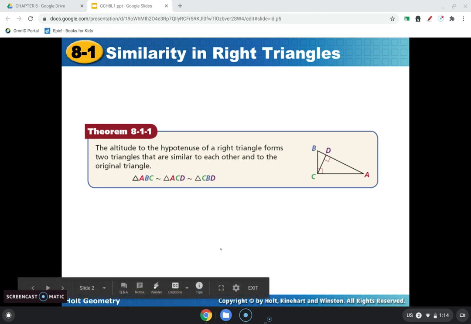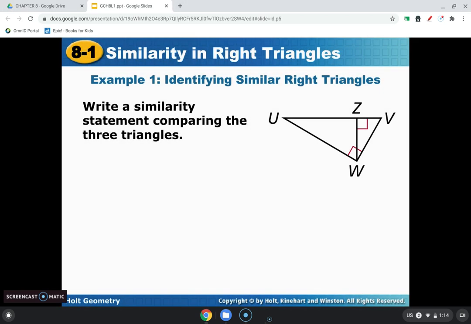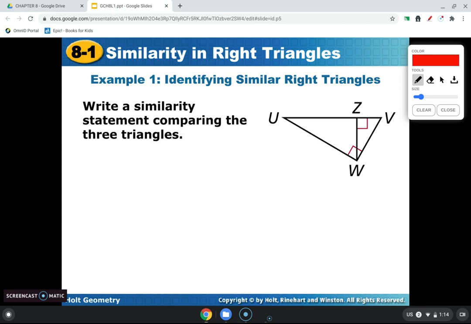All right, this is lesson 8.1, similarity in right triangles. The altitude to the hypotenuse of a right triangle forms two triangles that are similar to each other and to the original triangle. So if you draw that altitude, like D to C, you've got three triangles that are similar. We're going to write the similarity statement comparing the three triangles.